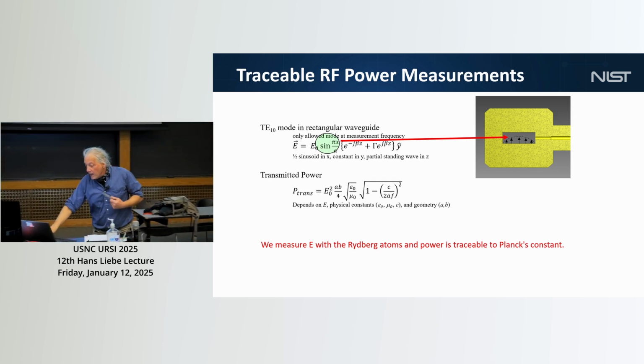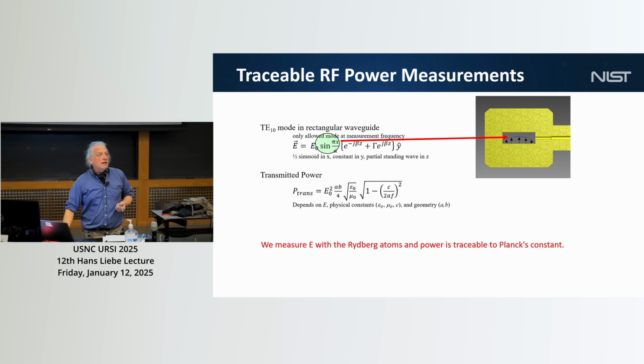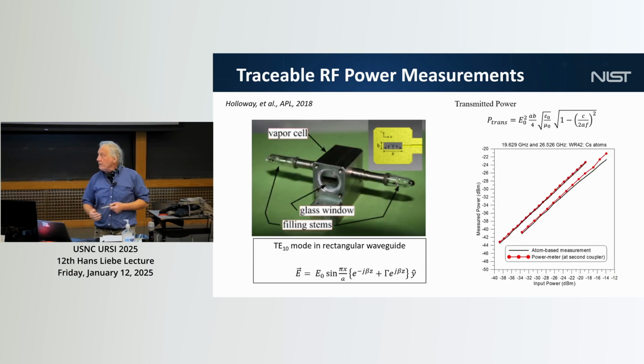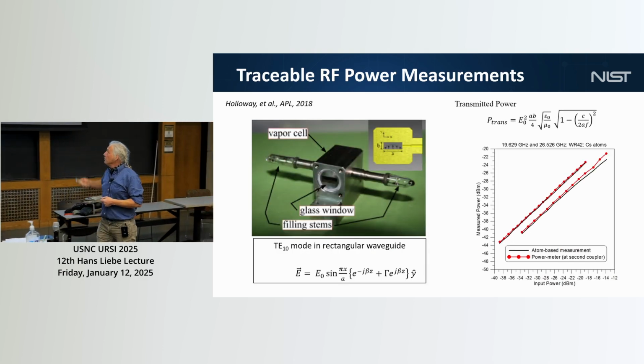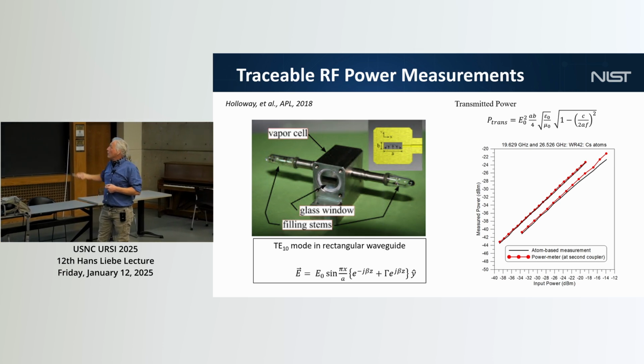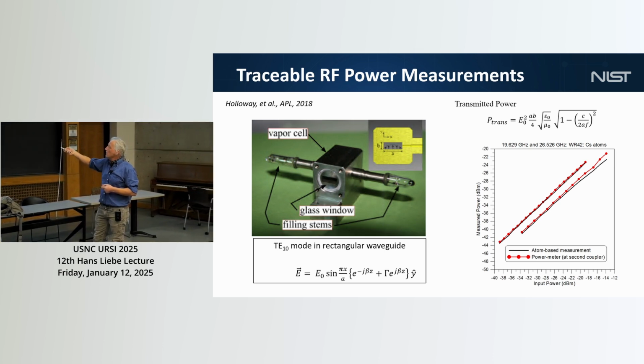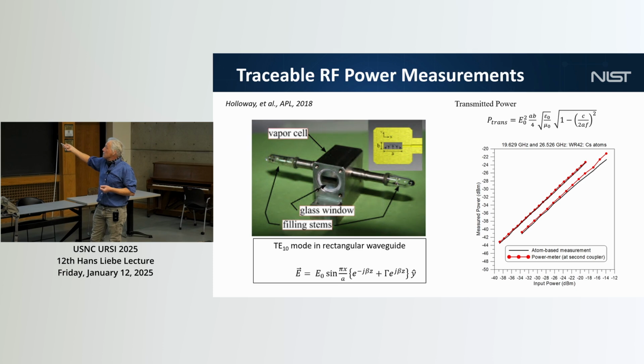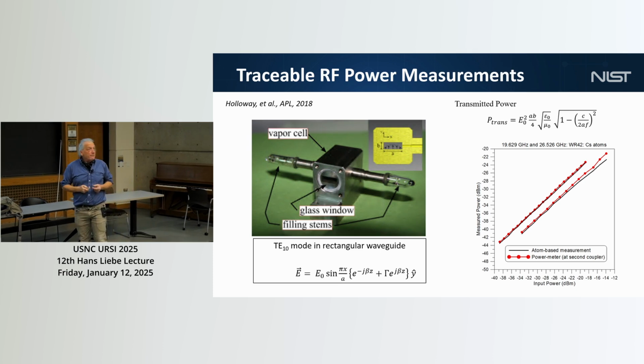And if I could use an atom-based approach to measure this, I could then get an SI traceable measurement for power, directly right to the atom. And we've done that. We took a rectangular waveguide, filled it full of atoms, put some lasers through there, and now I can actually measure power. This is a correlation between power measured with the atoms versus what you would get from a power head reading.